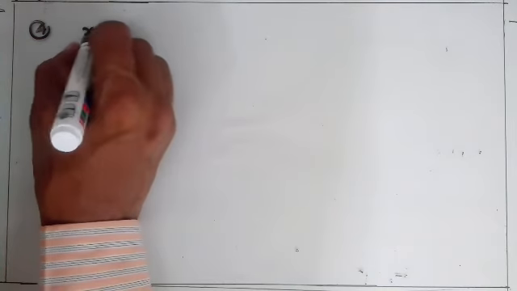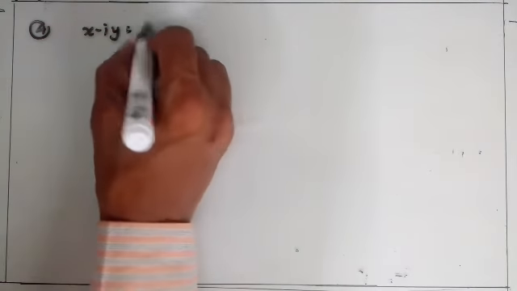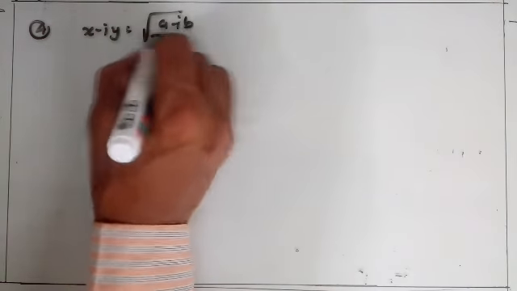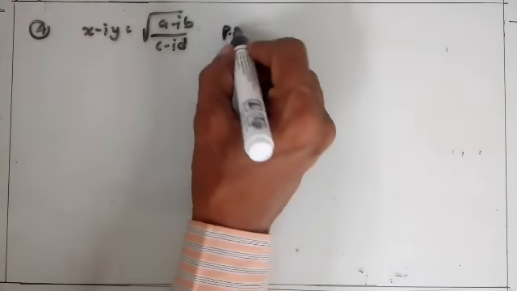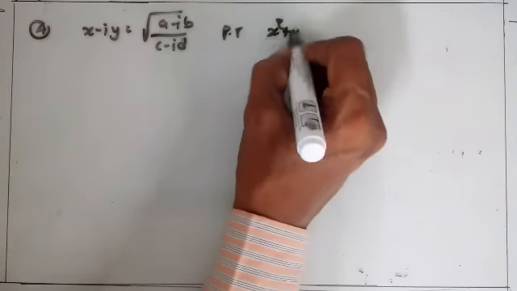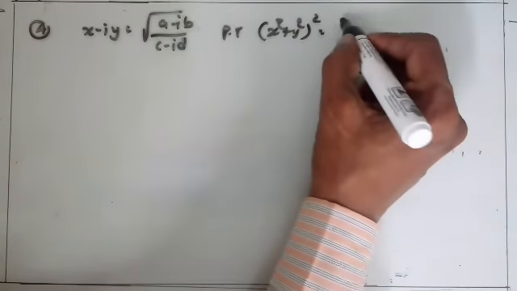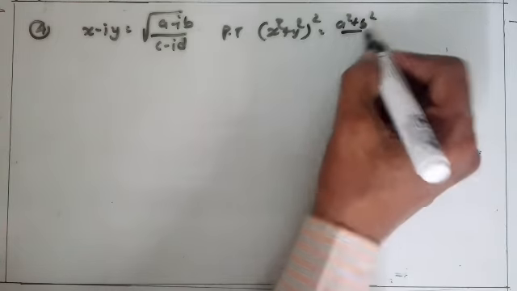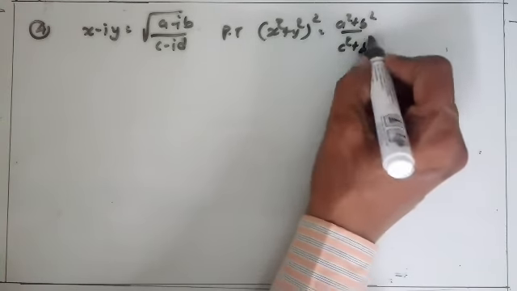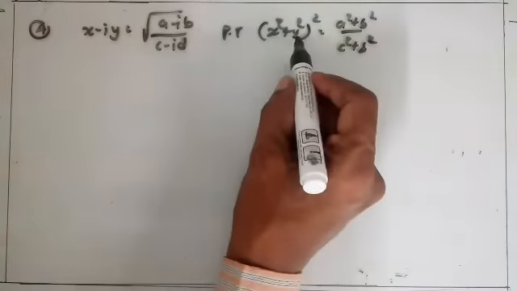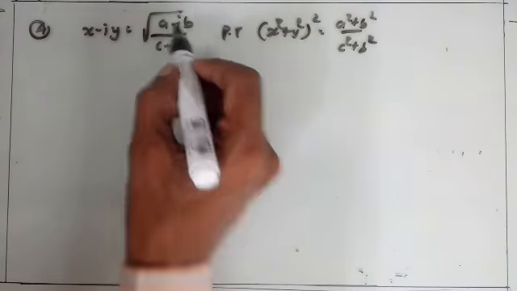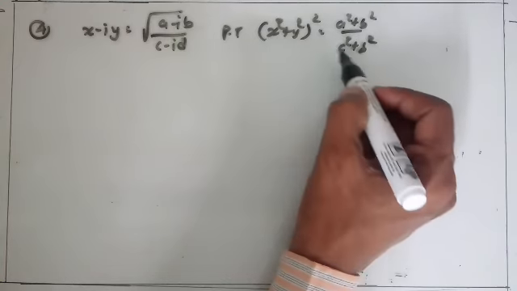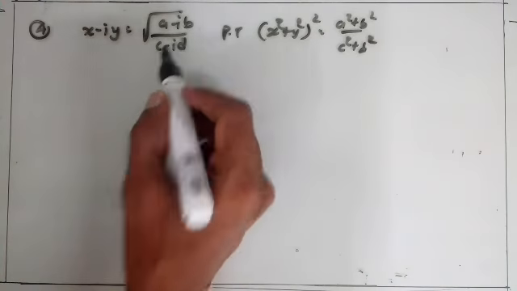Now question number 4. If x minus iy is equal to root of a minus ib upon c minus id, then prove that x square plus y square, the whole raised to 2, is equal to a square plus b square upon c square plus d square. Here x square plus y square is the magnitude of this. a square plus b square is also the magnitude of this complex number. c square plus d square is also the magnitude of this number.